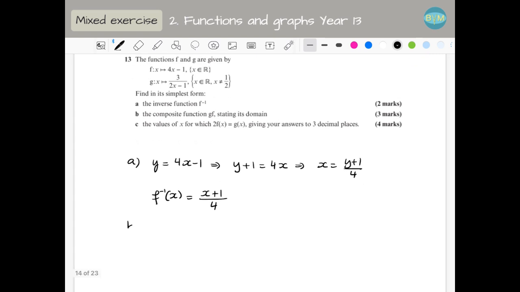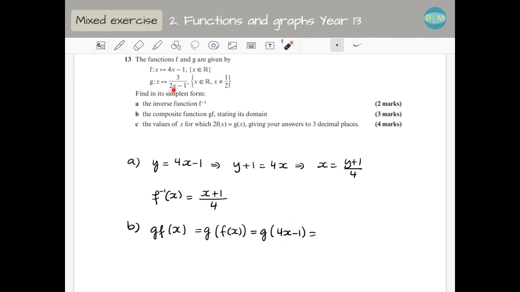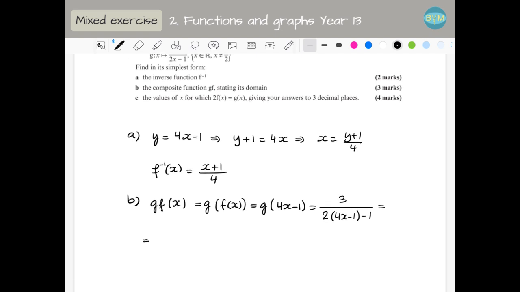Then for b, we have to find the composite function gf given the domain. So gf(x) is going to be g of f of x. I'm always going to do first the one that is closest to the variable. So g of f(x), where f(x) is 4x minus 1. So what I'm going to do now is g of this expression. Instead of x, I'm going to write this whole thing. So I have 3 divided by 2, and instead of x, I'm going to write that bracket minus 1. And this is going to be equal to 3.